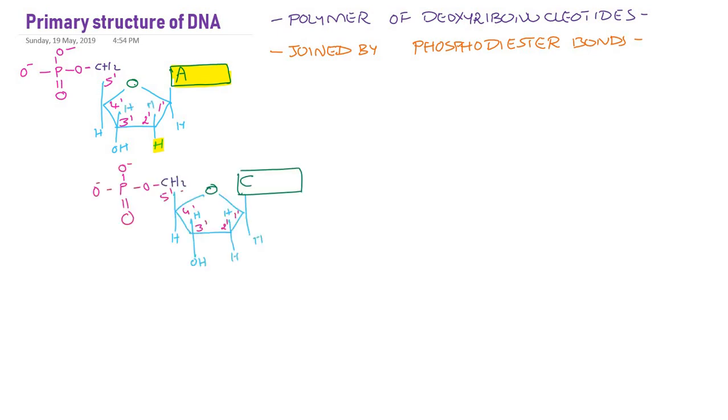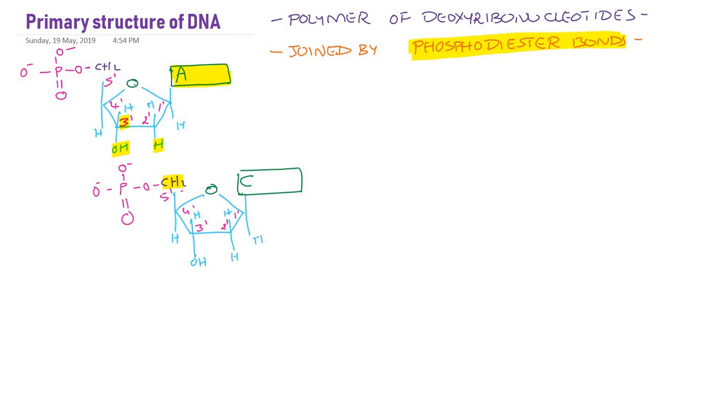Here I have another deoxyribonucleotide and the base is cytosine. The two deoxyribonucleotides are going to join by a bond called the phosphodiester bond. How is this bond formed? Usually the bond is formed between the hydroxyl group attached to the 3 prime carbon atom and the phosphate group attached to the 5 prime carbon atom of the other deoxyribonucleotide. They will join and form a bond. That bond is called the phosphodiester bond.